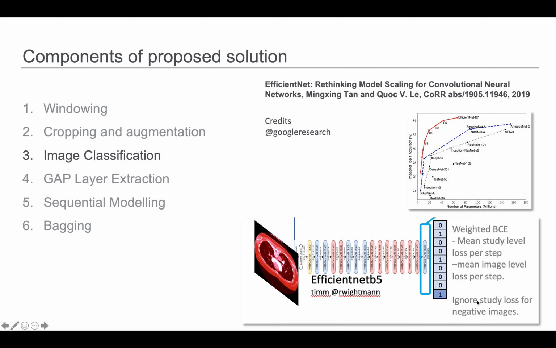And also, what's not mentioned here is I oversampled at a rate of 4:1 negative to positive images, because there is a heavy class imbalance within the dataset. And every epoch had at least 2 images from every study in the dataset, from the 7,000 studies.